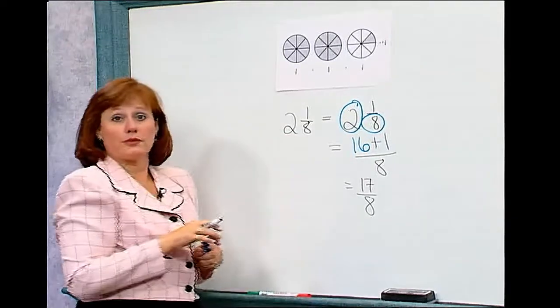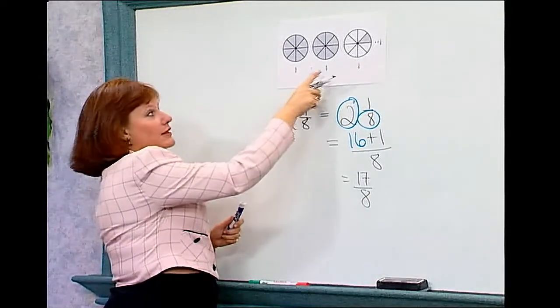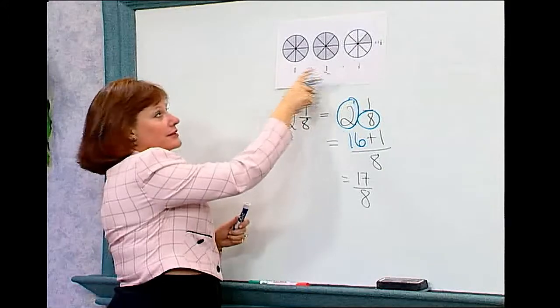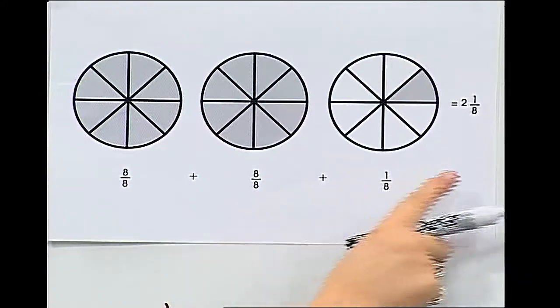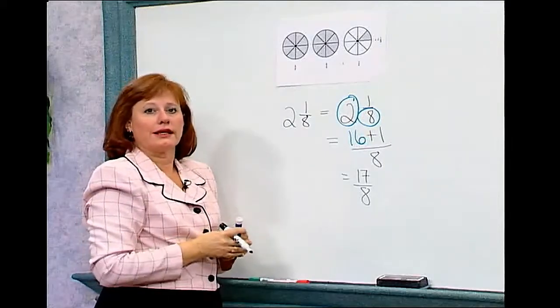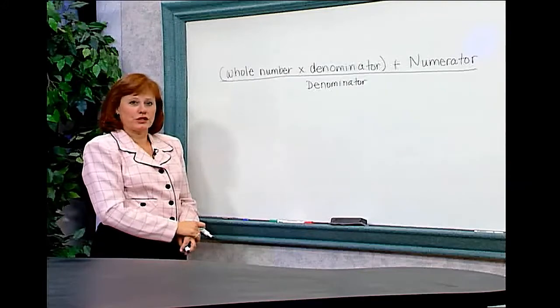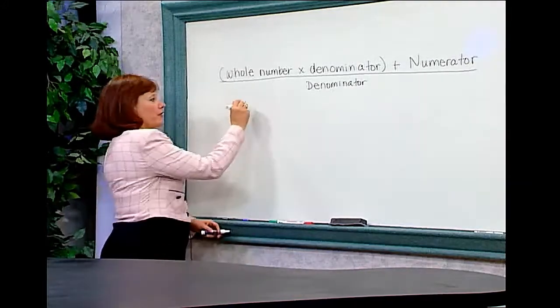Now if we check our pizza problem, we can see that that's true. This pizza has 8 slices. The second pizza has 8 slices. 8 and 8 is 16. Plus 1 more is 17. So we've got 17/8 of the pizzas consumed. For our next example, let's change 4 2/3 to an improper fraction.